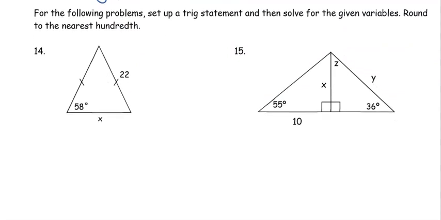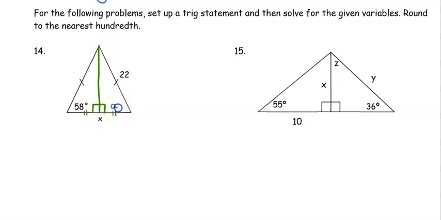For the following problem, set up a trig statement and then solve for the given variable. For number 14, right off the bat, I hope you see a problem. This is the right triangle trig unit, and in number 14, there is not a right triangle. What I have to do is drop that altitude. When I drop the altitude, because it's this isosceles triangle, the base is going to get split into two equal pieces. So I'm going to solve for this missing piece over here.